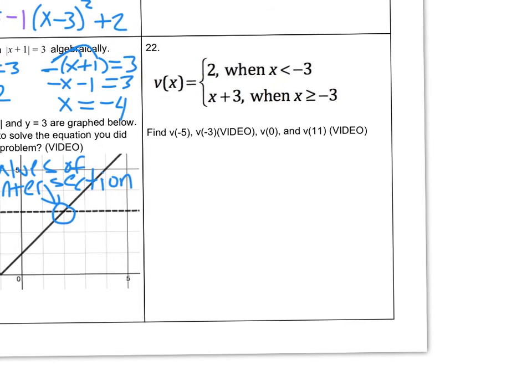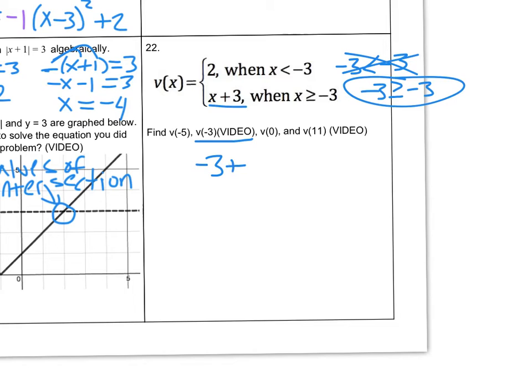Okay. We've got a piecewise function. We've got to find v of negative 3. That's the video part of this. So for v of negative 3, I'm going to check both of these. Negative 3 is not less than negative 3. Not going to use that one. Negative 3 is definitely equal or greater than negative 3. I'm going to use my second stem here. So what that means is that I'm just going to plug negative 3 into that part of the equation. So negative 3 plus 3, which is 0.